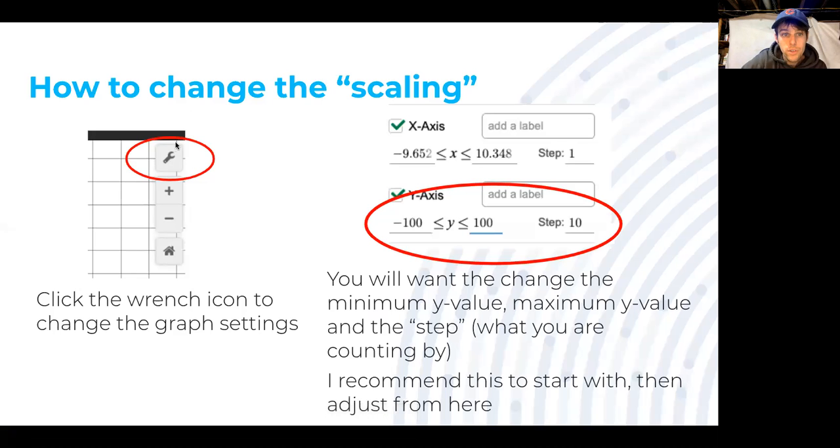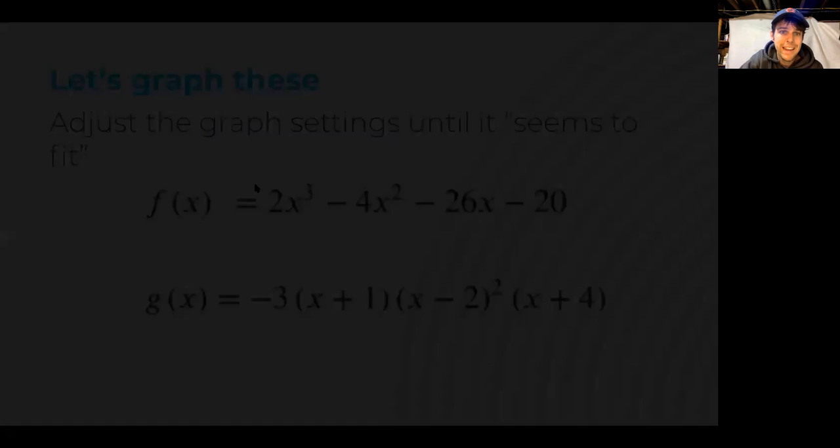All right, so you do that by clicking this wrench icon in the upper right corner, and I'm going to start here. From negative 100 on the bottom of our graph all the way up to positive 100 on the top, and then counting by 10. You could make adjustments from there, or you could zoom in and out to make sure your graph fits well. That's where I'm going to start off, unless I know something else about the function that leads me to believe I need different settings. So let's go ahead and do that.